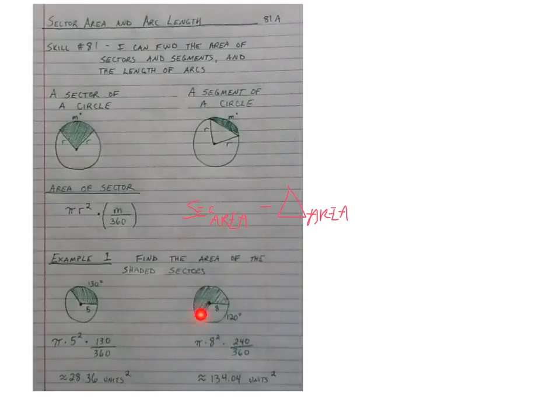In the second part we have a sector that is greater than half the circle. But the formula still holds. We do pi r squared times the measure of the arc over 360. And because our arc here is 120 degrees, that means the arc of our sector is 240 degrees. This yields an answer of approximately 134.04.